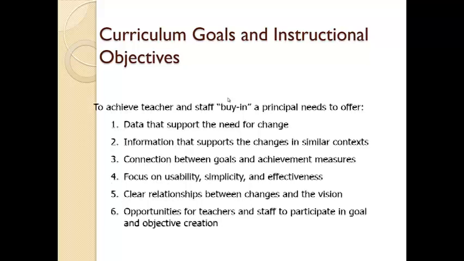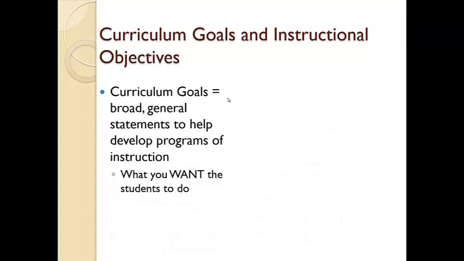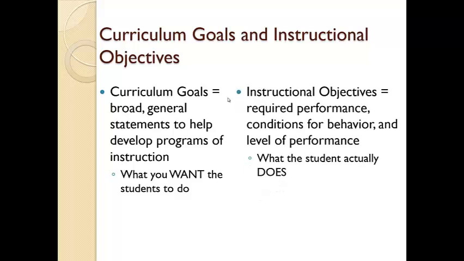So what are the differences there then? Your curriculum goals are broad general statements to help develop programs. What you want students to do, that would be a curriculum goal. An instructional objective, the required performance conditions for behavior and level of performance, what the student actually does. So here you would say that given 20 sentences with grammatical errors covering so many types of things, students will identify the grammatical errors at 80% proficiency. Okay, that's an instructional objective. That's stating the performance, the conditions, and the level of performance expected.